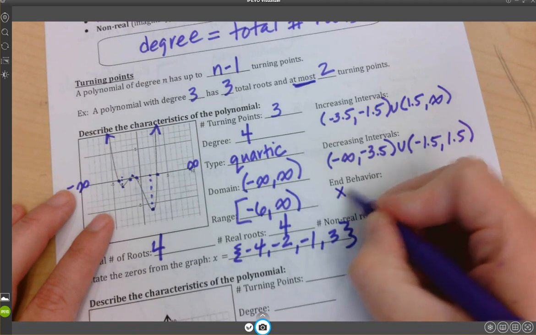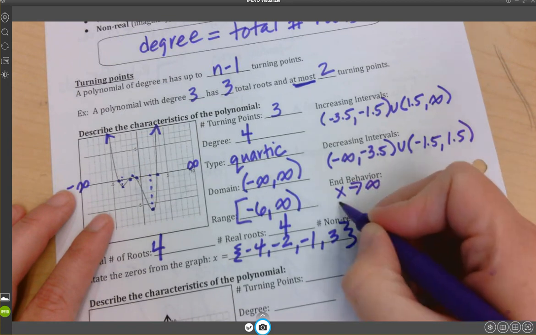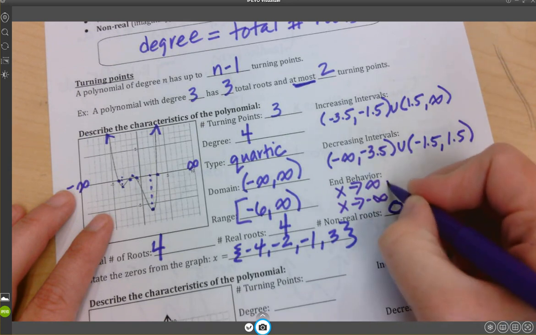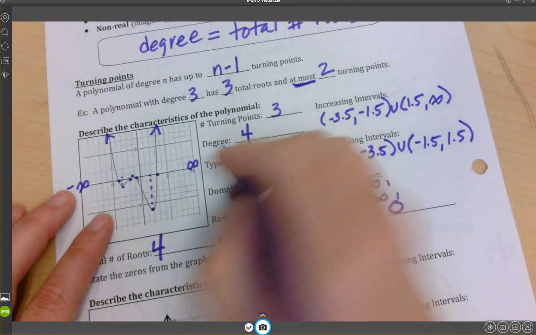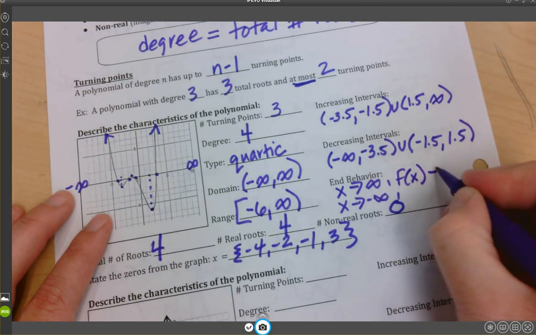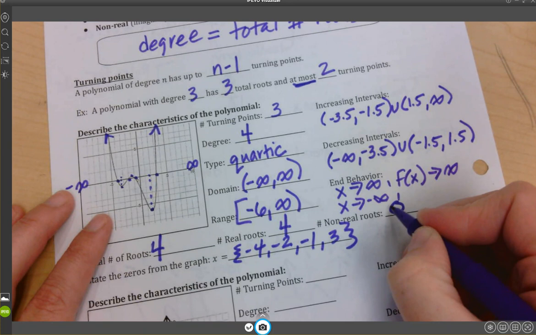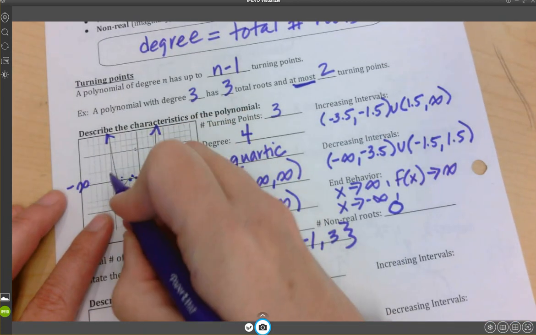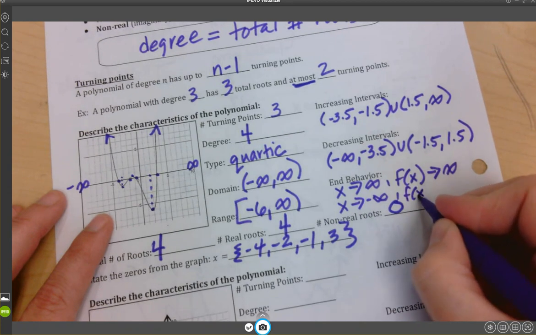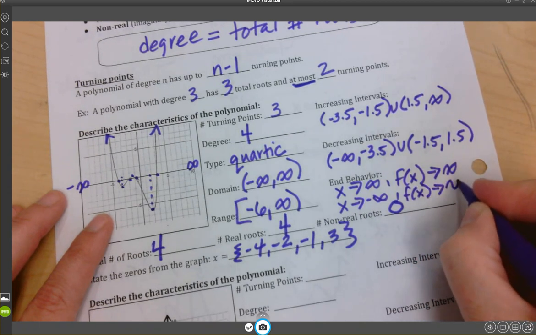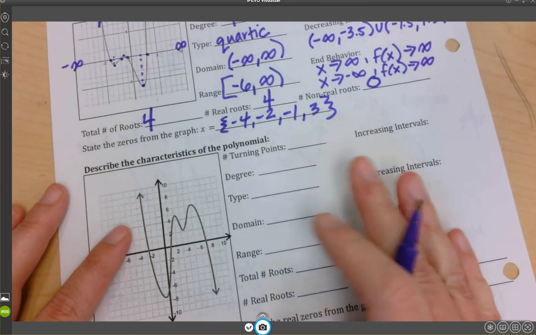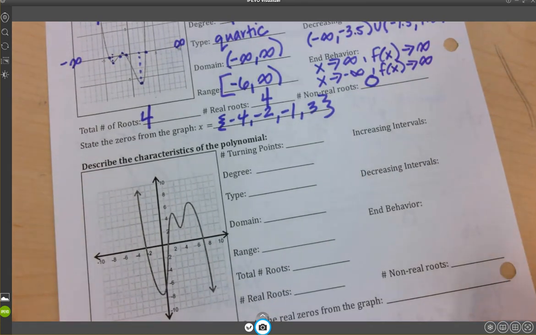My end behavior is asking what happens on the right of the graph and what happens on the left of the graph. So on the right, as x goes to positive infinity, my y, or my f of x, is also going to positive infinity. On the left, as x goes to negative infinity, my y, which is my f of x, is also going to positive infinity. So I'm going to leave this one for you to work on, give that a try, and then you'll be able to check it against a key that will be posted in Schoology.